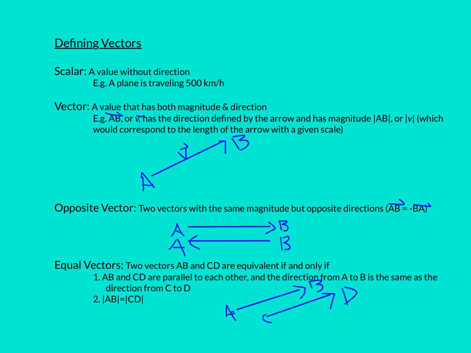And you also have to have that the magnitude of AB and the magnitude of CD are equal. So that's the lengths, right, corresponding to the two lengths. So these two vectors are equal vectors. They have different labels, but they are identical in direction and length.